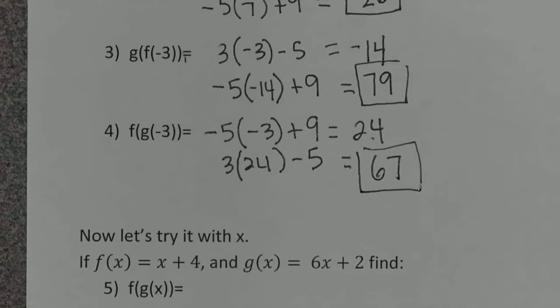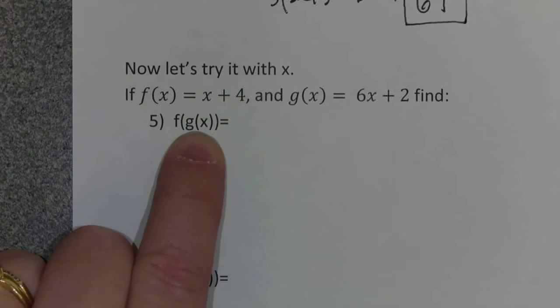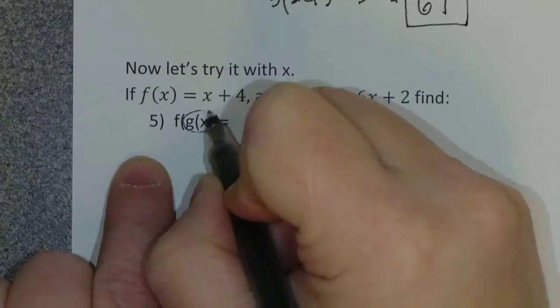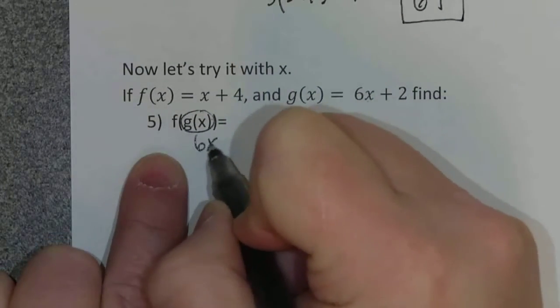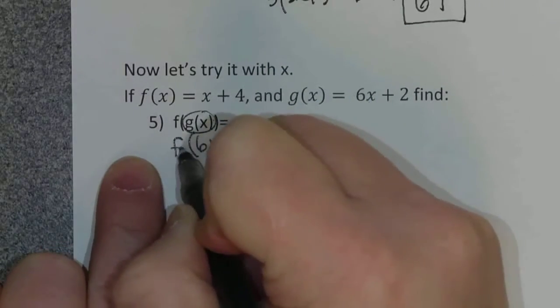So the next thing we're going to do is exactly the same thing, but this time we're doing it with variables instead of with numbers. Okay. So what does it tell me to substitute into the G function? X. So where I see an X, I'm leaving it an X. Okay. So this whole G function right here, if I put the X in for X, I would end up with 6X plus 2. Do you guys agree with me on that?